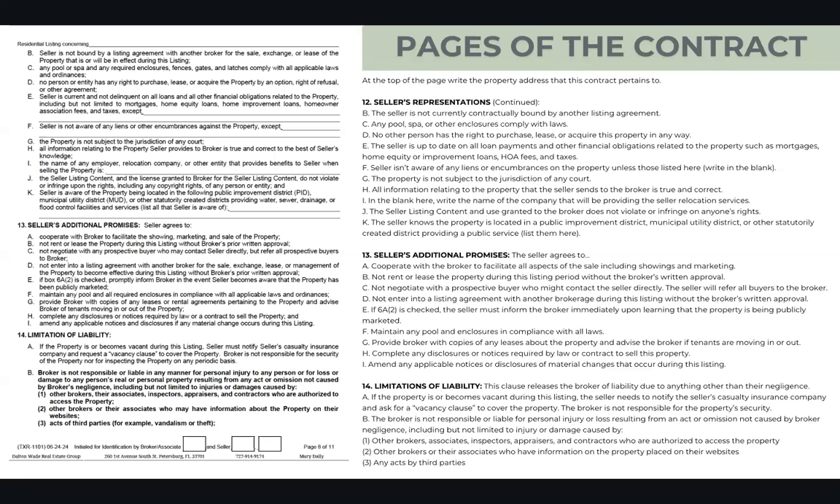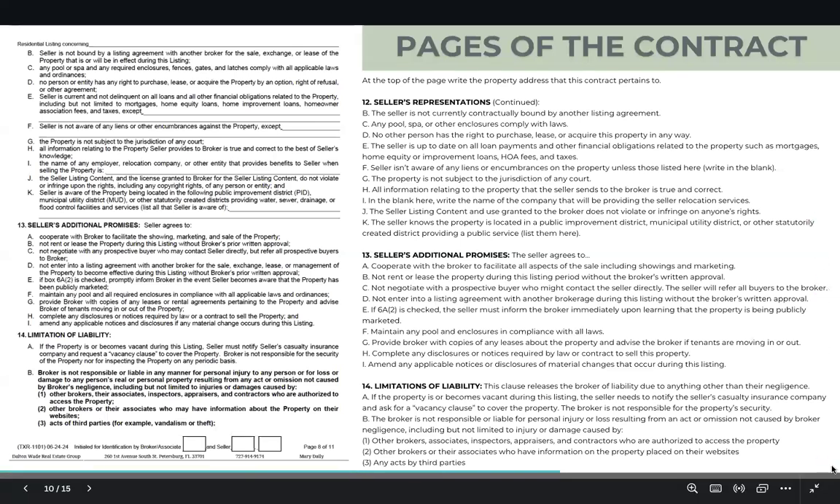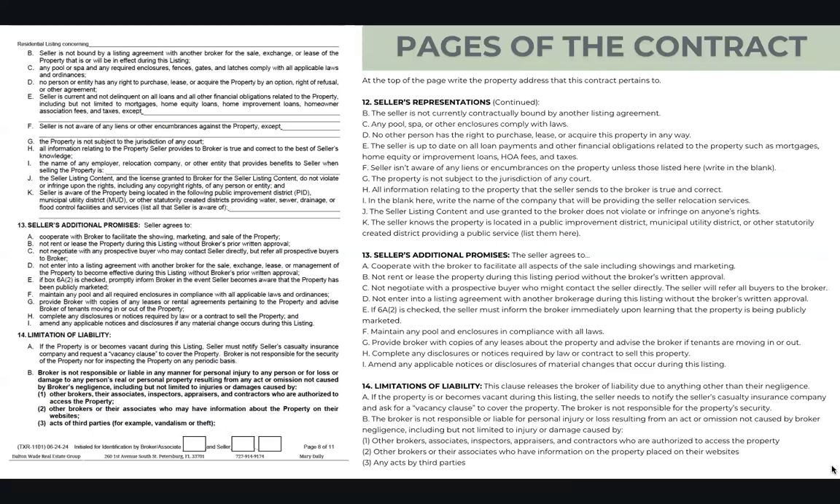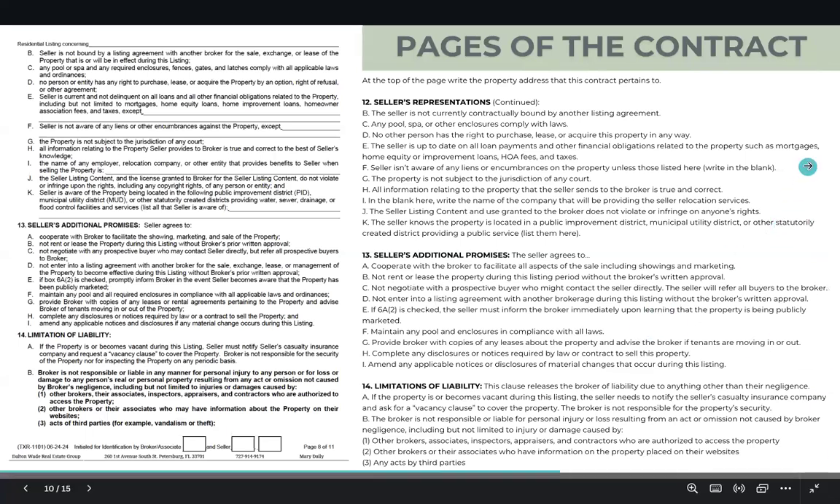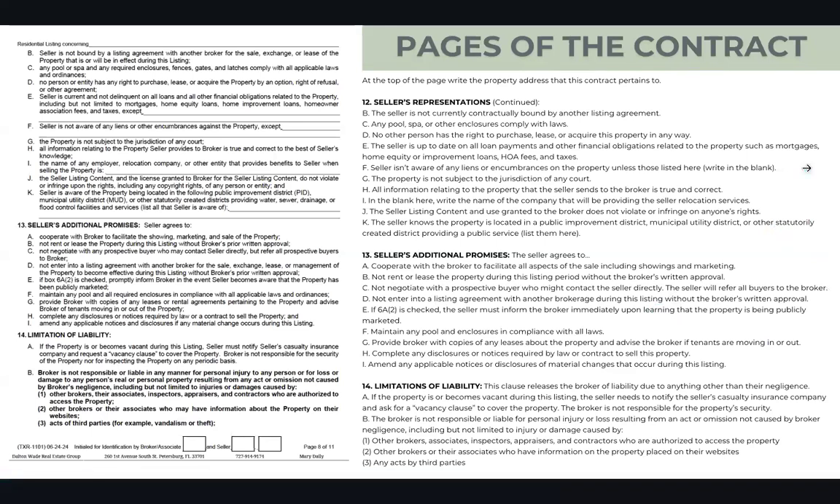And in the blank at letter I, you'll write the name of the company that will be providing the seller relocation service, if at all. And the seller listing content and use granted to the broker does not violate or infringe on anyone's rights. The seller knows the property is located in a public improvement district, municipality utility district, or other statutorily created districts providing a public service, and you'll list those here. And then seller's additional promises.